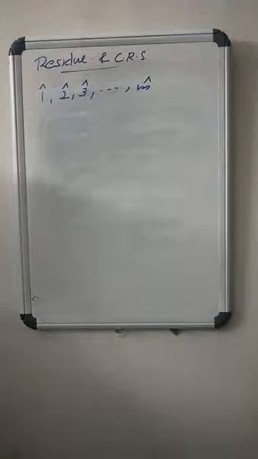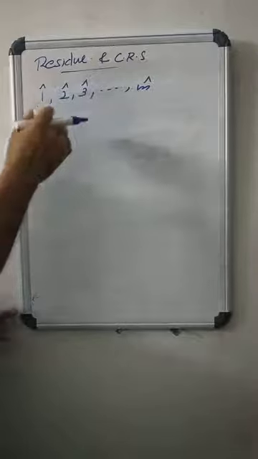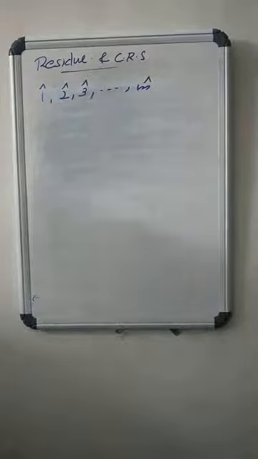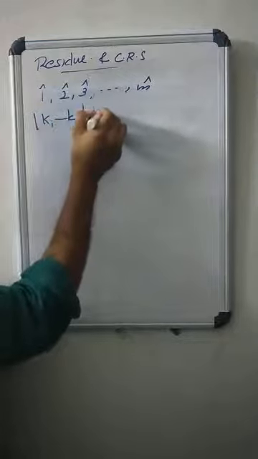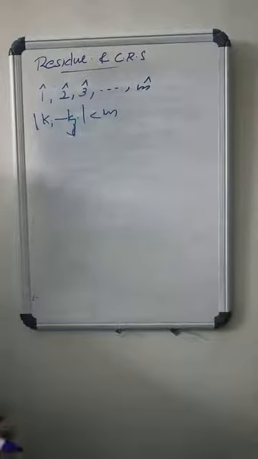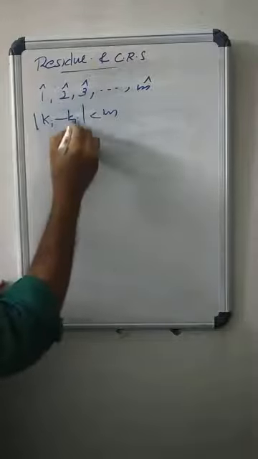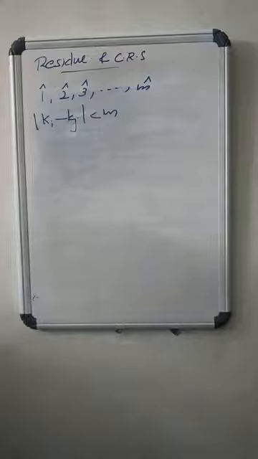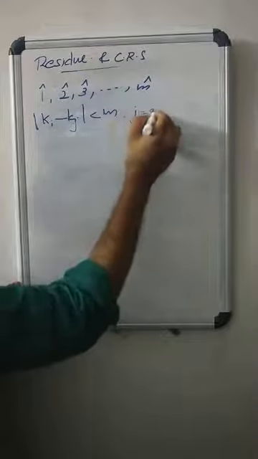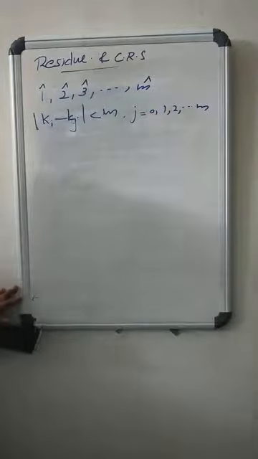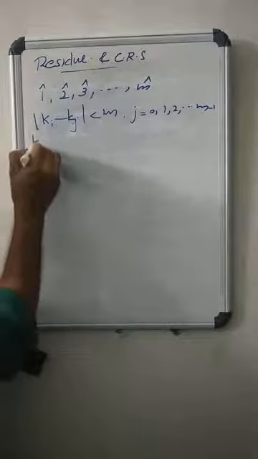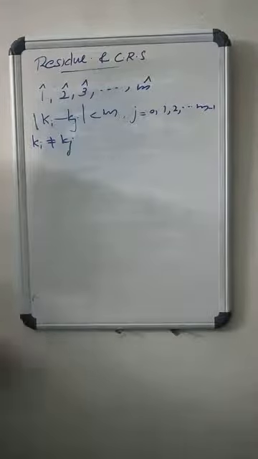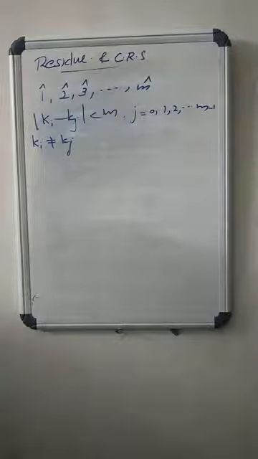How? So we have 0 differs from 1, differs from 2, or 0̂ differs from 1̂ differs from 2̂, etc., differs from m minus 1, and the modulus of ki minus kj is strictly less than m, for j equals 0, 1, 2, etc., to m minus 1. And ki differs from kj. Agreed? Okay.